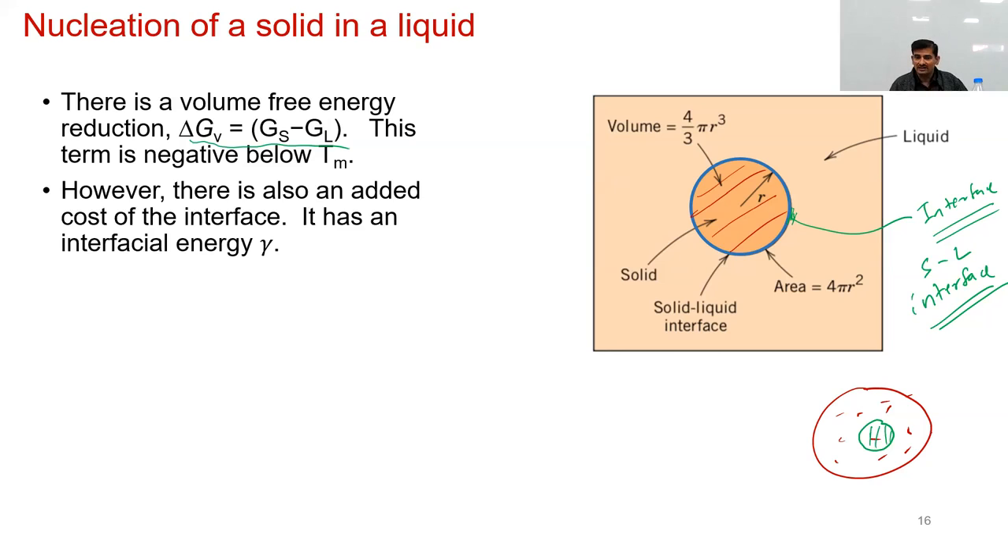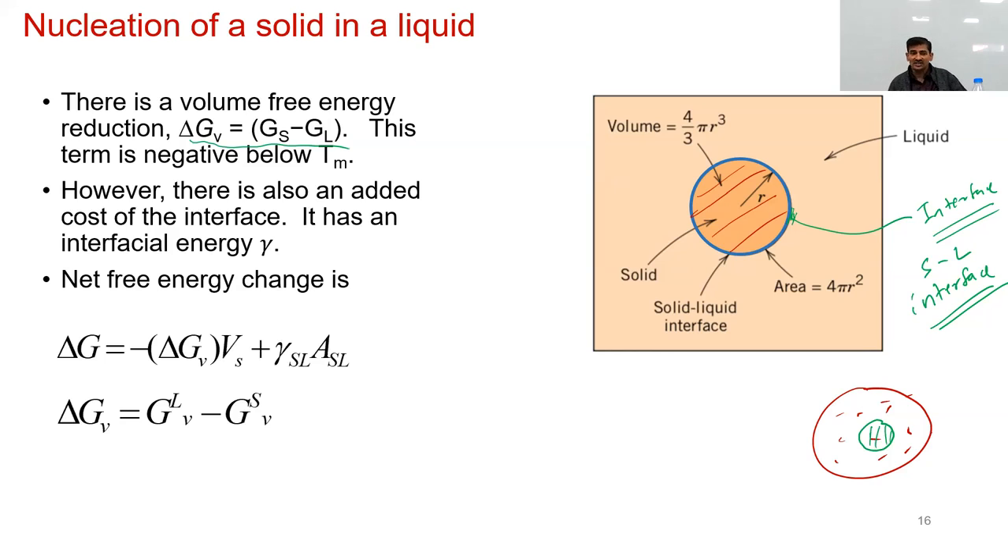So what does it mean? What is the net free energy change involved in the formation of such clusters? If the net free energy change is called delta G, there will be two components. One is a negative component, a reduction in free energy: minus delta GV into Vs, where Vs is the volume of this cluster. If it's a sphere, it's 4 pi by 3 r cubed. And delta GV is the volume free energy reduction corresponding to the formation of this cluster from the liquid.